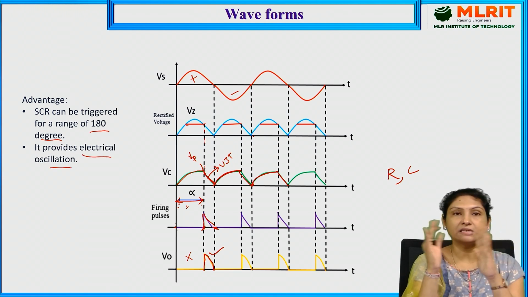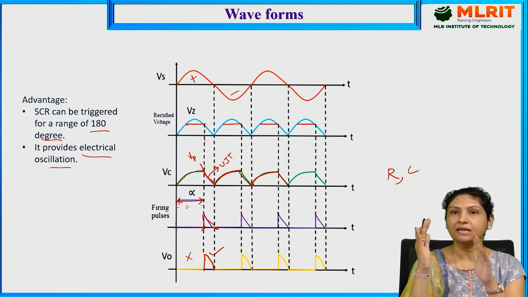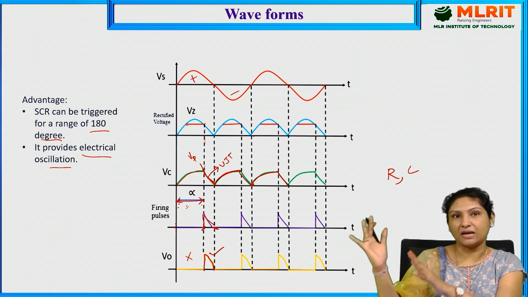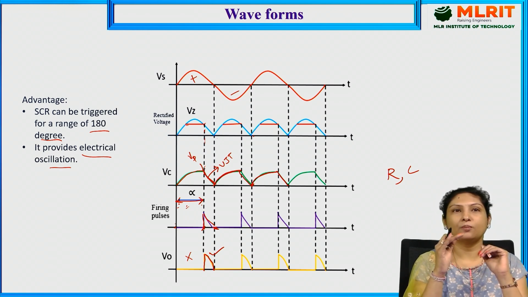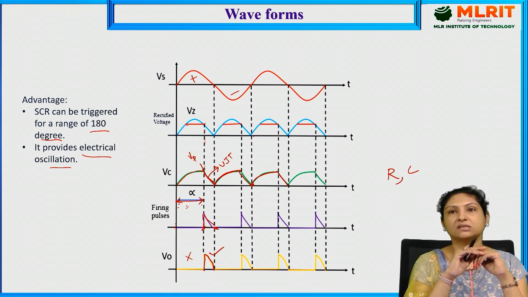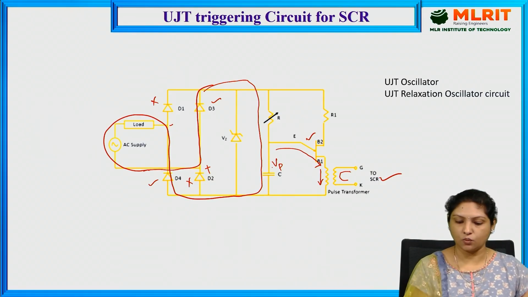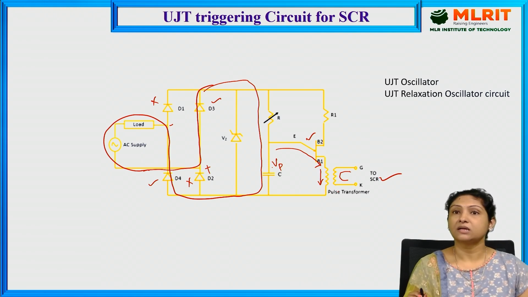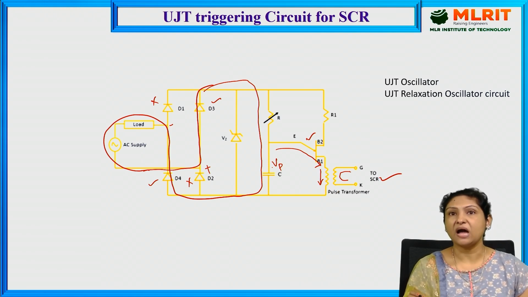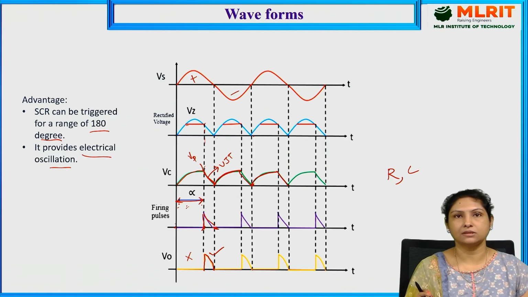That is, it isolates the circuit. The SCR and gate firing circuit are isolated from the main operating circuit with the help of a transformer. That is the reason it provides the required isolation, and thereby the gate triggering circuit as well as the SCR will be protected. So that is the main advantage of this UJT triggering circuit.